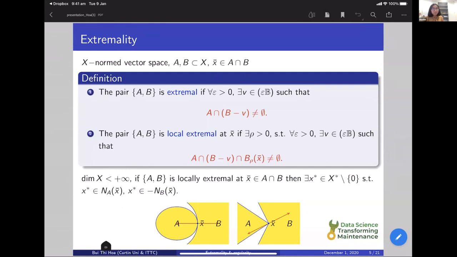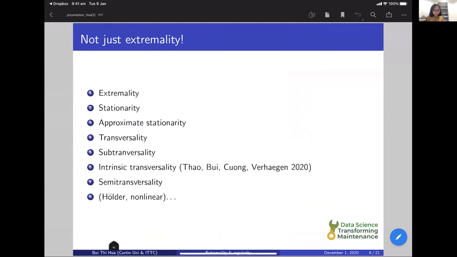Well, not just extremality, which is formulated in terms of the behavior of the empty intersection of the sets under small translations. We also have stationarity. The stationarity property is weaker than the extremality property, and it can guarantee the dual separation as well, the existence of those dual vectors. And we also have approximate stationarity, which is the weakest property. Actually, it's equivalent to the existence of those dual vectors. And we also have transversality, subtransversality, and semi-transversality, which can be formulated in this setting, the intersection of a collection of sets.